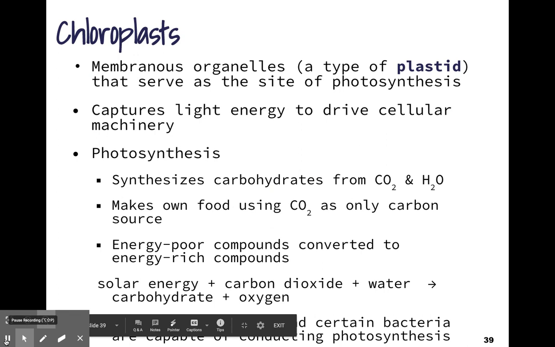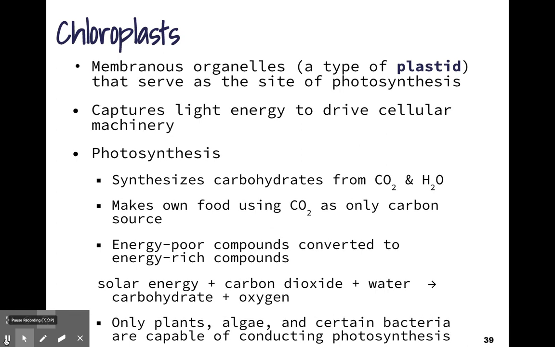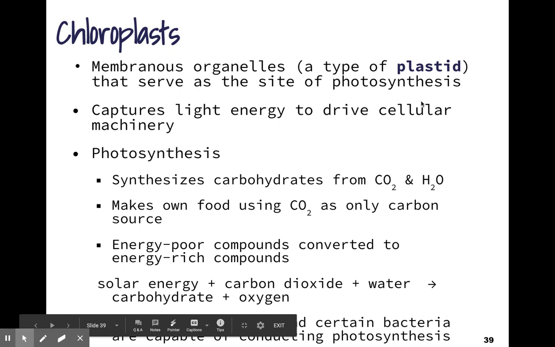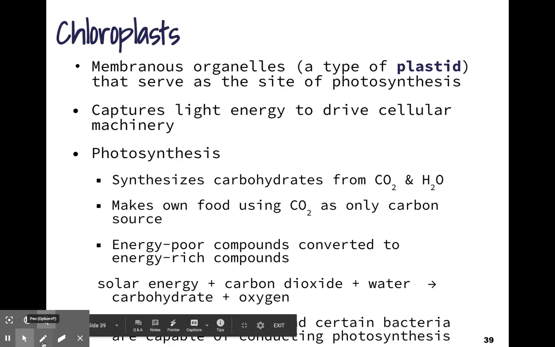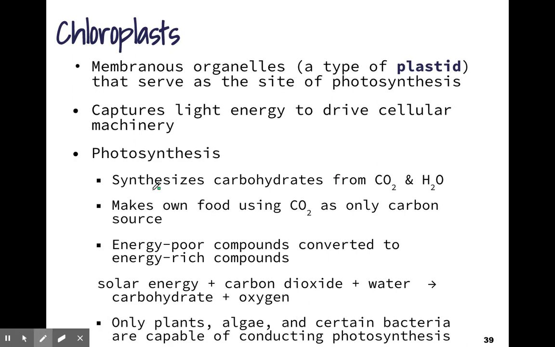All right, chloroplasts are membranous organelles that serve as the site of photosynthesis. So chloroplast is where photosynthesis takes place. It captures light energy to drive the cellular machinery of the cell. A quick overview of photosynthesis, just so you recall, is that photosynthesis helps to synthesize carbohydrates from carbon dioxide and water.